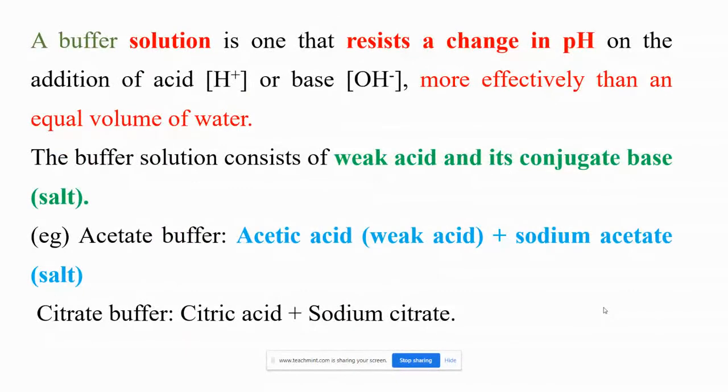Okay. So we started seeing the buffer solution. So my humble request is please listen carefully, so then only you understand something.